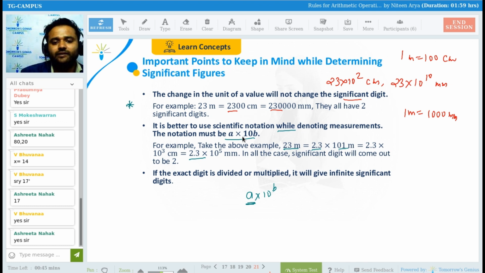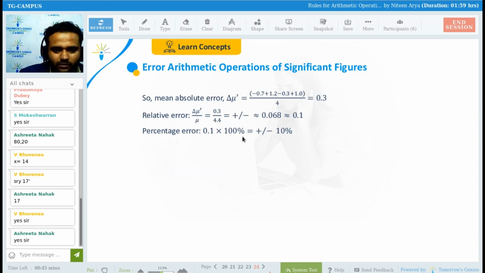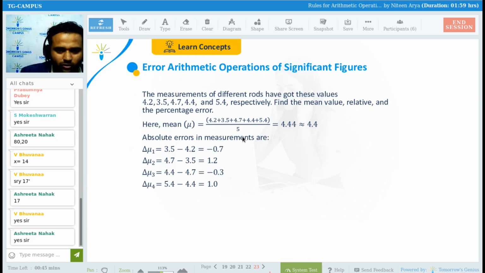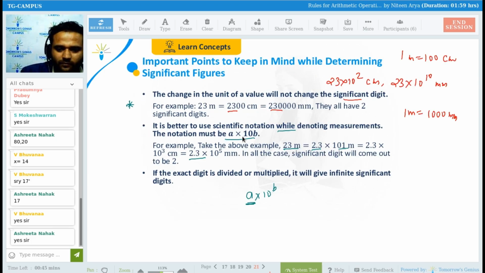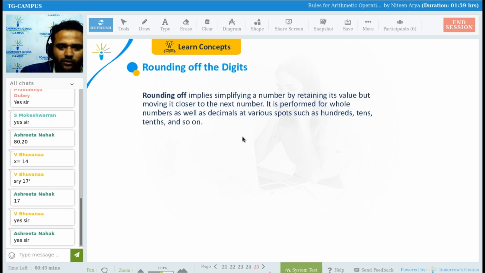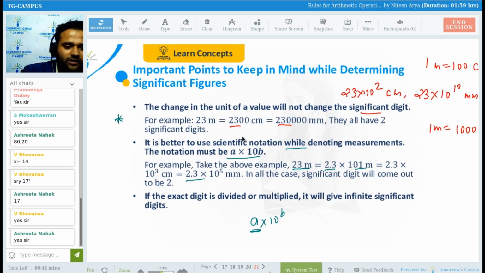Clear? If an exact digit is divided or multiplied, it will give infinite significant digits. What is the meaning? Next example you can see. Oh my goodness, directly relative error, these 2 slides are not going to be incorporated here. That is going to be in the next class. Rounding of digits. Okay. Wait. So what is the meaning of this?